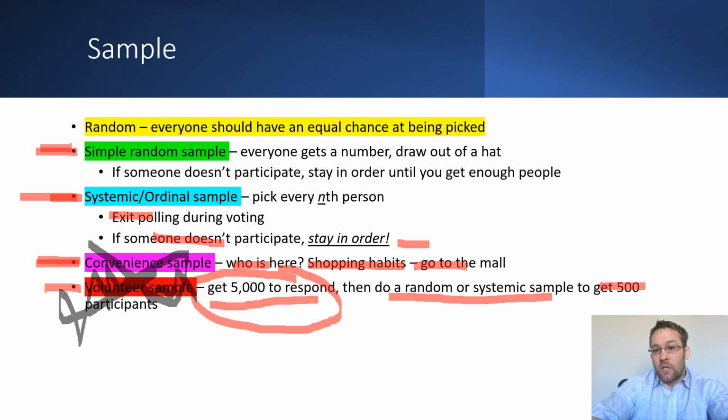The big thing is, if you need to go back and review, go back and review simple random sample and systematic ordinal sample. Make sure you understand them. If you don't, we'll talk about them in class. Whew, all right, that was a lot. I know it's a lot, but it's definitely important information you need to know.